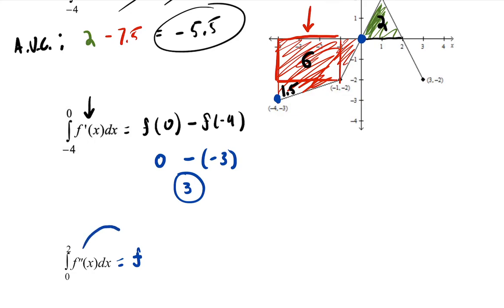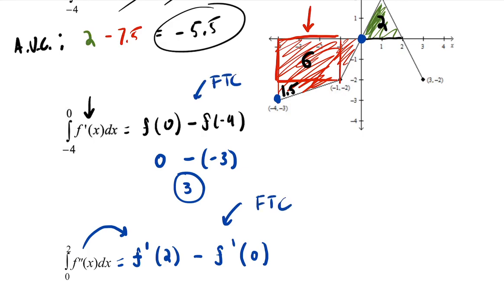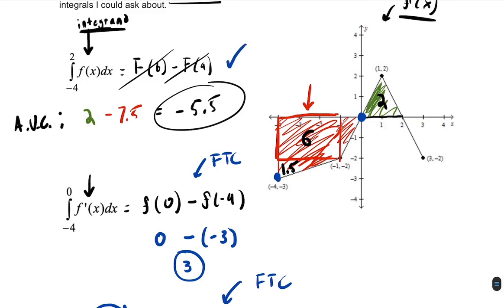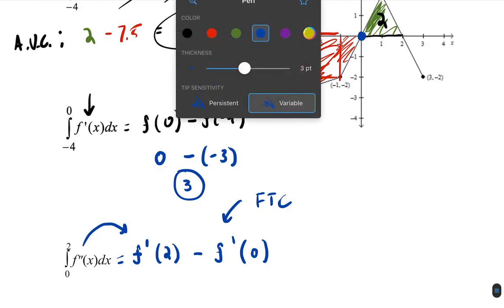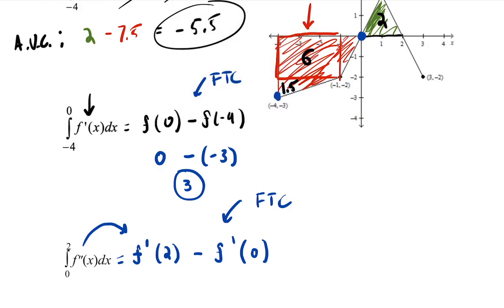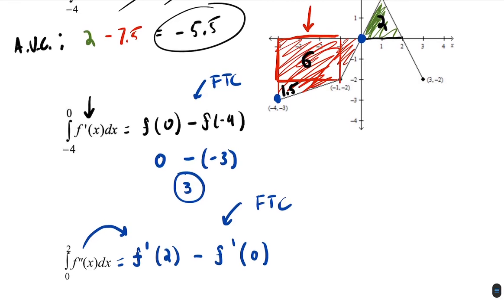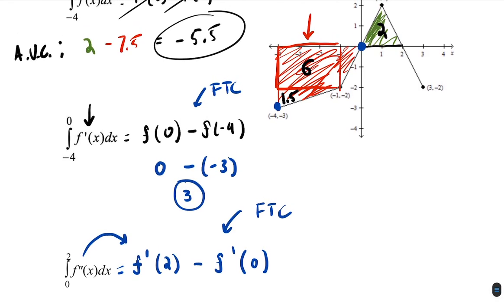Now, if you take the antiderivative of f double prime, you have f prime. So this is f prime of 2 minus f prime of 0. And again, this is the FTC, the fundamental theorem of calculus. The first one is the area under the curve because it's not possible. Now you may be saying, wait, how do I find f prime of 2? Most important sentence in calculus: the derivative is the slope of the tangent line. So you do have f prime of 2.